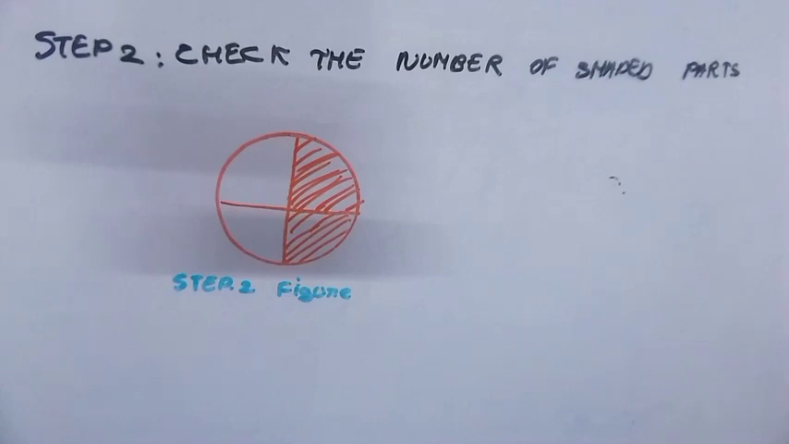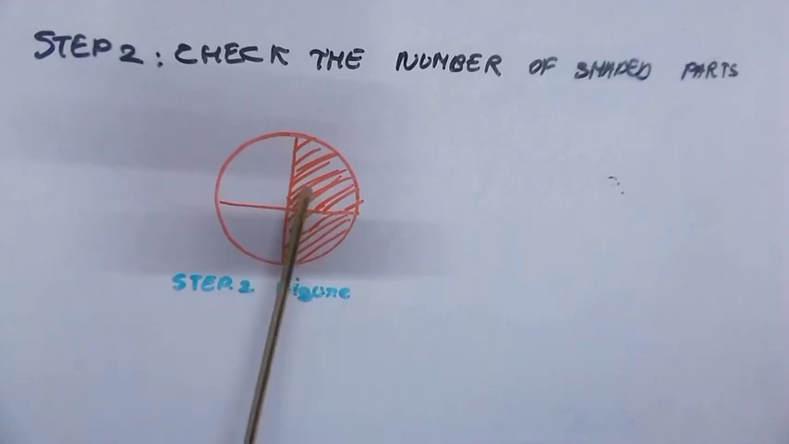Step 2. Check the number of shaded parts. So you have to check the amount of shaded parts in the circle which is divided into 4. So this part is shaded. So this is 1 and this is 2. So 2 parts are shaded in a circle which is divided into 4 parts.